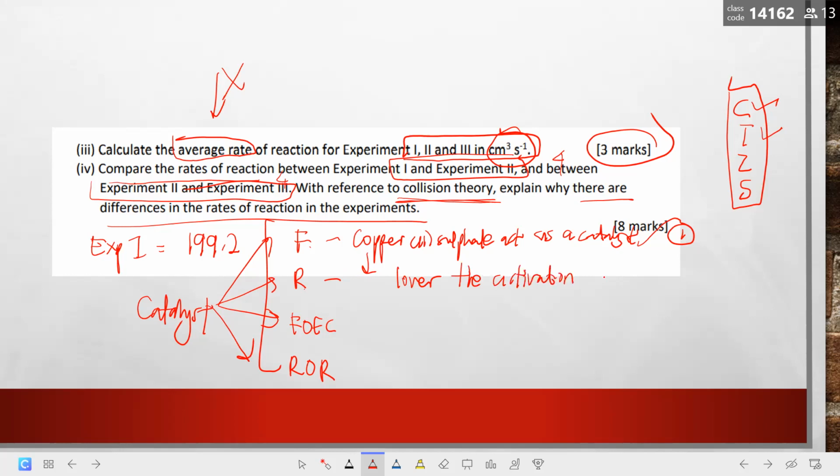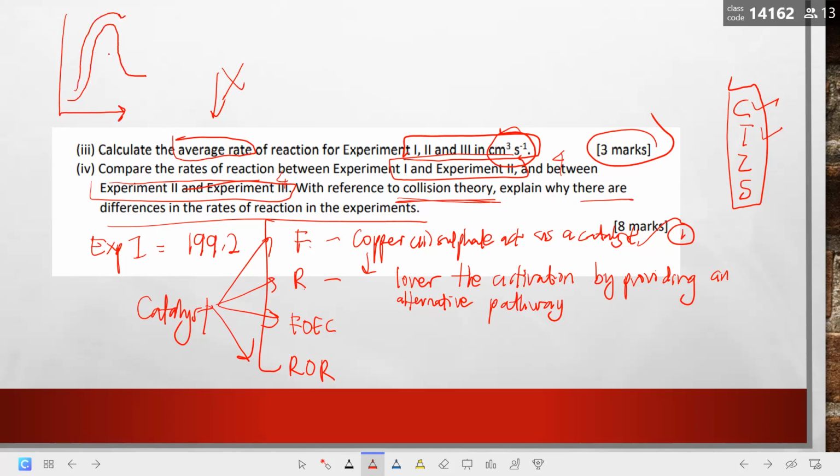By doing what? How does it lower? When it lowers the activation energy, by providing what, Tinesh? An alternative pathway. Okay, what does that mean? It means like this. Initially this is my activation energy, so much energy I need to overcome.